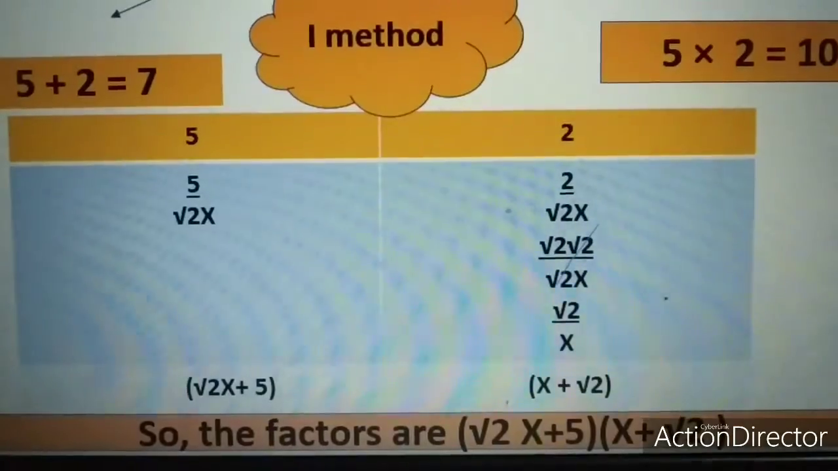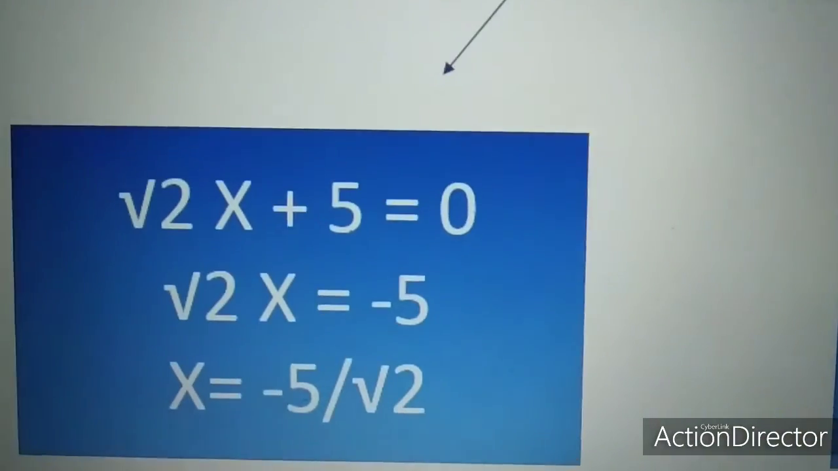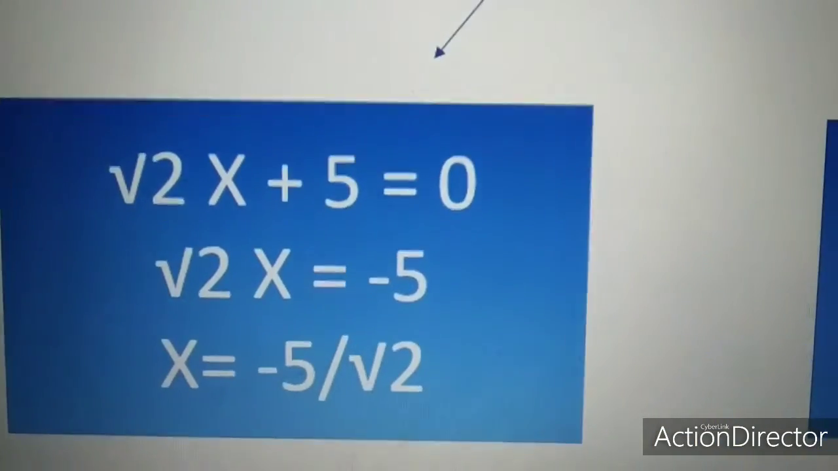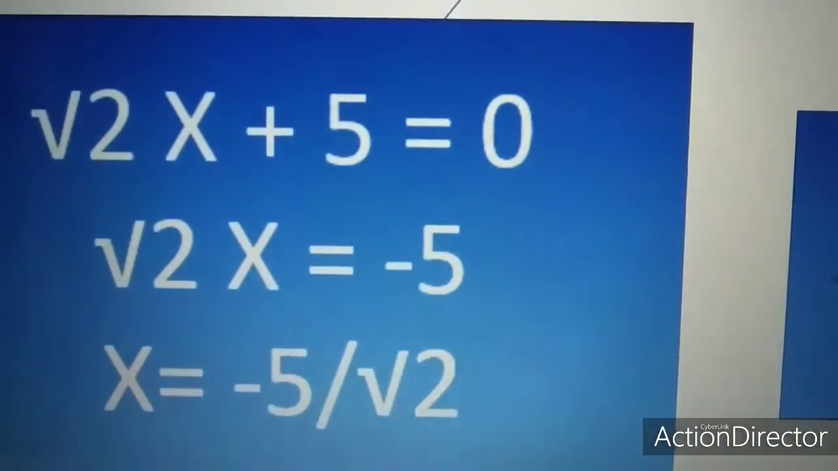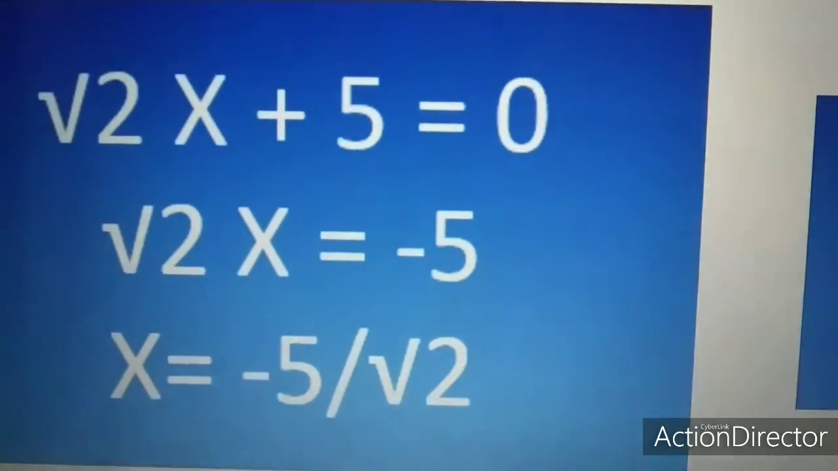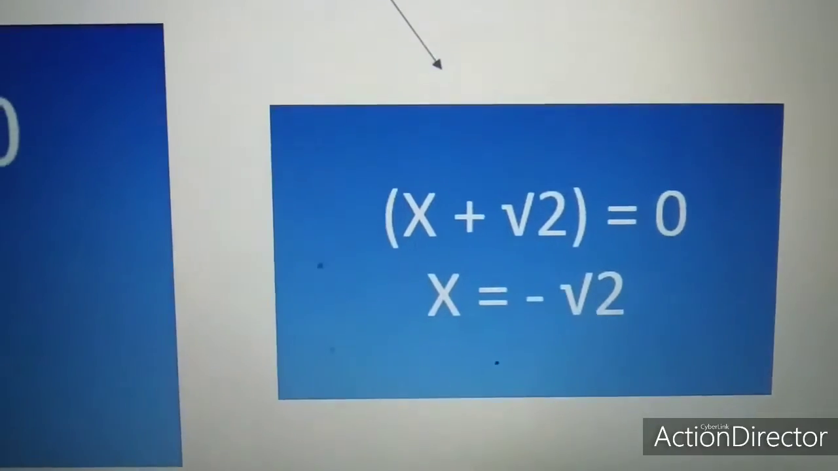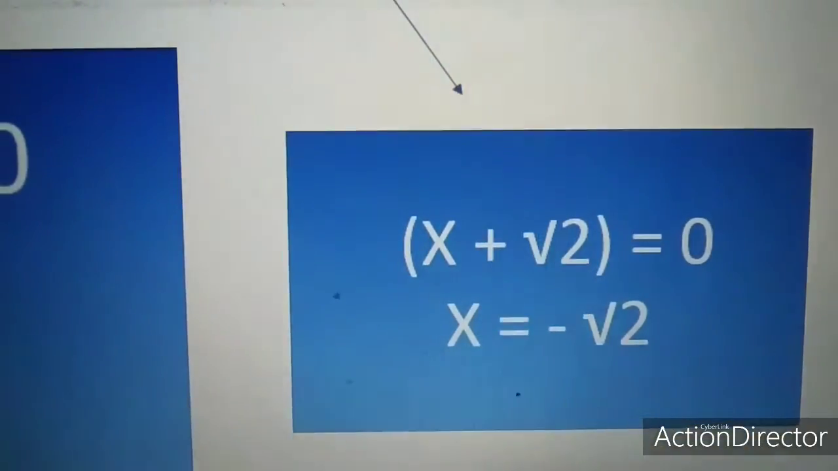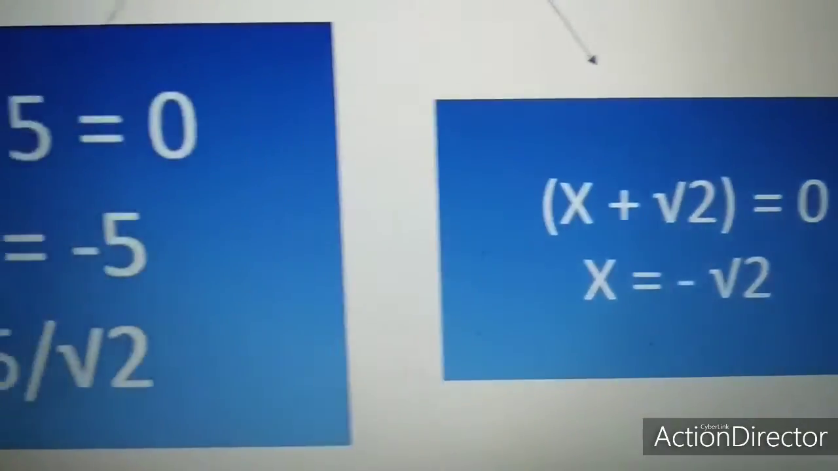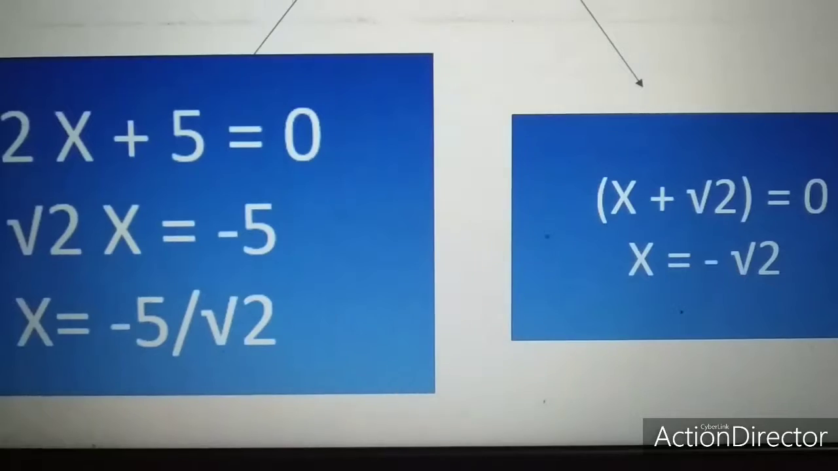So for finding the solution, I have to equate it to 0. While equating it to 0, I am getting root 2x plus 5 equal to 0, or root 2x is equal to minus 5, or x is equal to minus 5 upon root 2. Similarly, second factor, x plus root 2 is equal to 0, or x is equal to minus root 2. So these two are the roots of the equation.